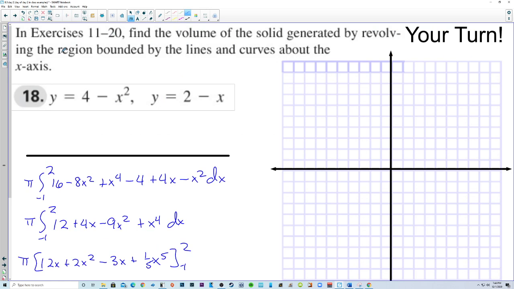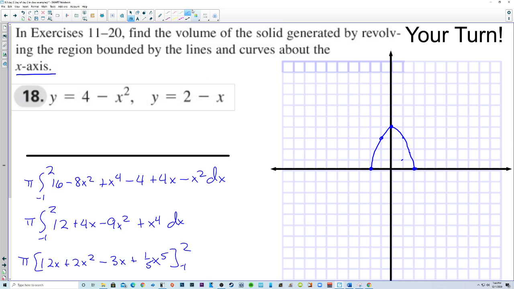In exercises 11 through 20, find the volume of the solid generated by revolving the region bounded by the lines and curves about the x-axis. So we're going over the x-axis. Let's graph this parabola. 1, 2, 3, 4. And it has x-intercepts of 2 and -2. And we're going to go over 1, down 1, over 2, down 4. So we know it's going to pass through these points right here. So it's going to curve something like this.